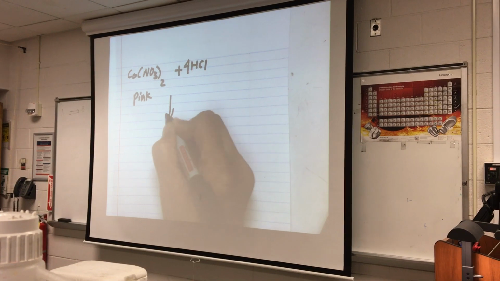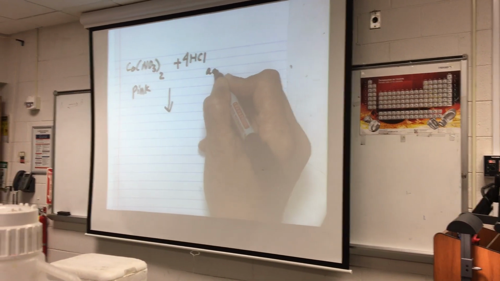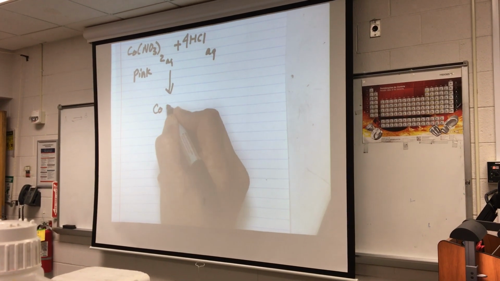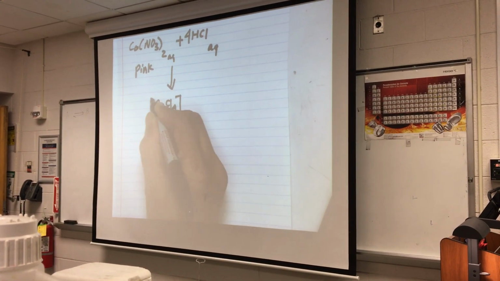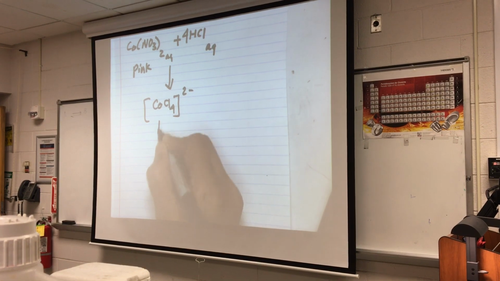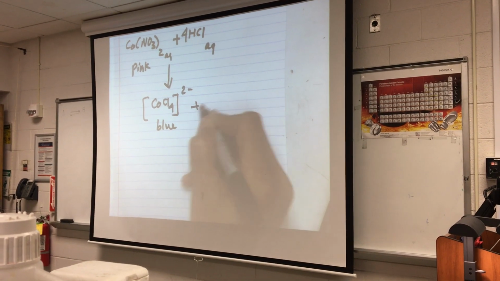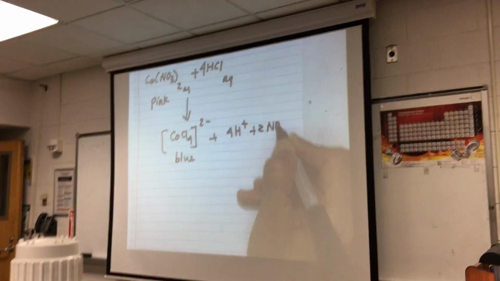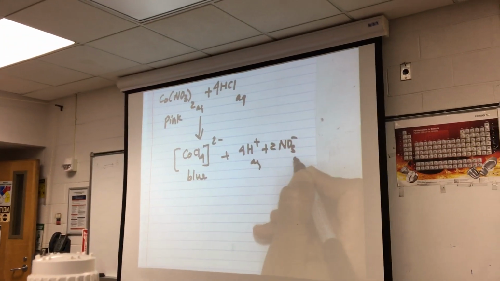Then out of this one here, all of those are aqueous, correct? Aqueous, and this is aqueous. So then we added the cobalt has a 4, 2 minus. This is blue, plus 4H plus. Don't worry about the other ones. So those are inside the solution, aqueous, aqueous.